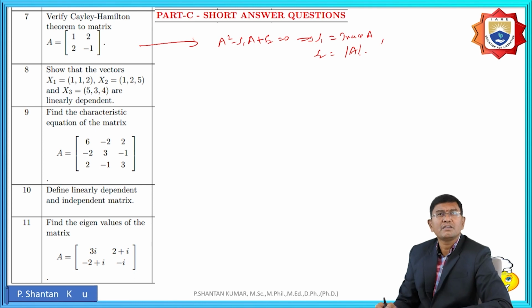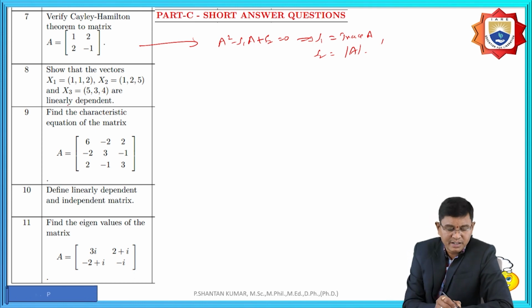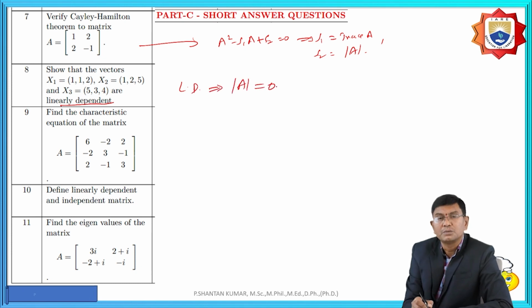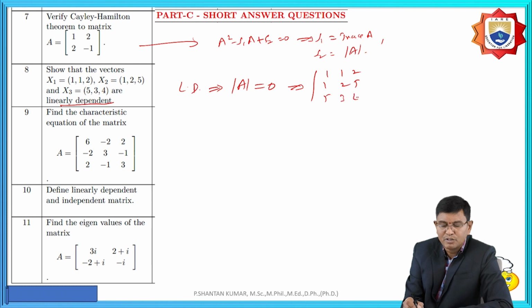Next one, show that the vectors are linearly dependent. Linearly dependent means we need to find that the determinant of A is equal to 0. That means the determinant of 1 1 2, 1 2 5, 5 3 4 is equal to 0.